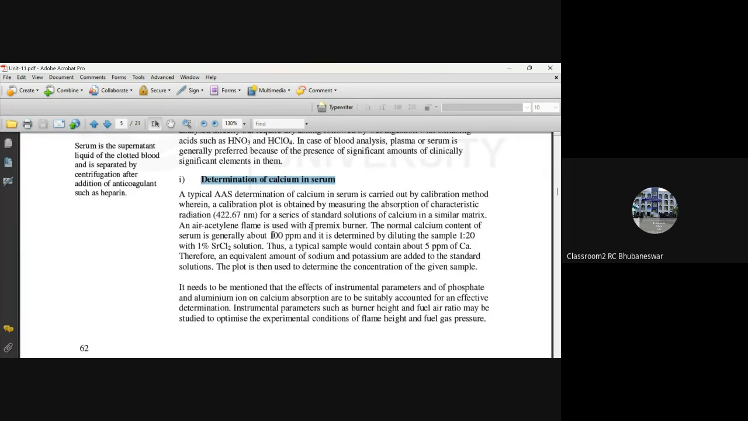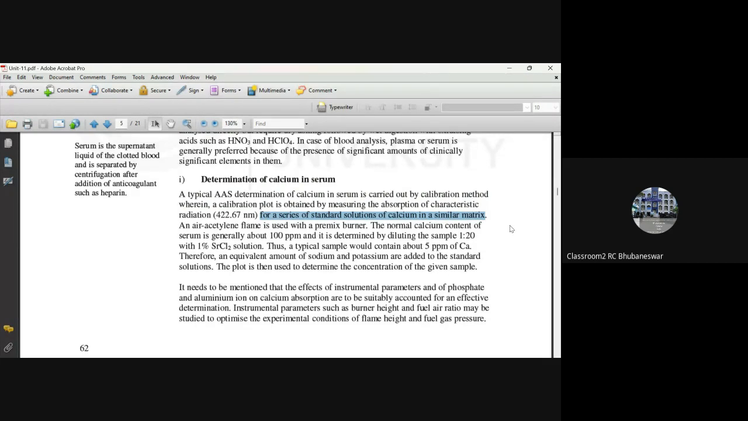How to determine the calcium in serum by using AAS. A typical AAS determination of calcium in serum is carried out by the calibration method, where a calibration plot is obtained by measuring the absorption of characteristic radiation for a series of standard solutions of calcium in a similar matrix. You mean you are going to take some standard solutions of calcium. By taking the standard solutions of calcium, you are going to get a plot. Then now you are taking the serum.